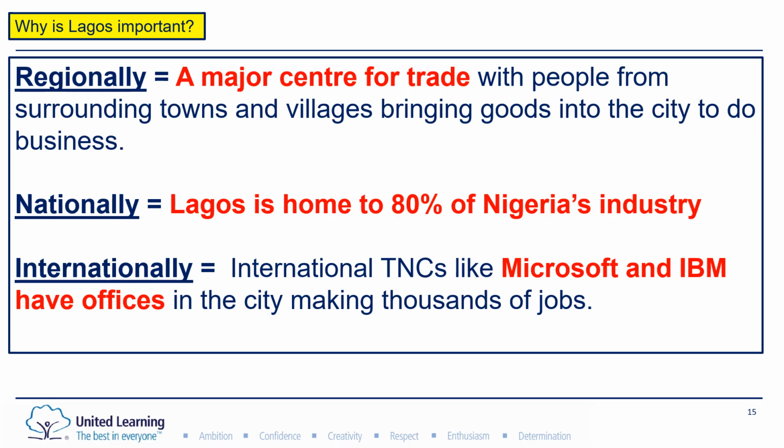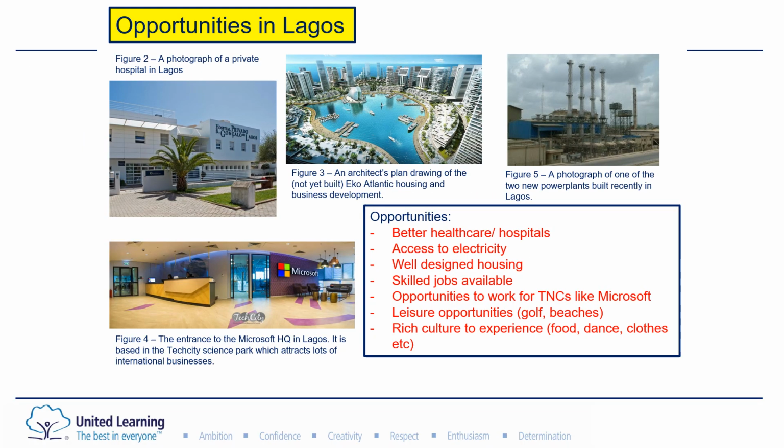Lagos is important nationally. This is because Lagos is home to 80% of Nigeria's industry, so factories. This means more products are created, which means there are more exports. And internationally, Lagos is important because many TNCs like Microsoft, IBM have offices in the city. This means there's more tertiary and even quaternary jobs being created for people, therefore increasing people's disposable income.